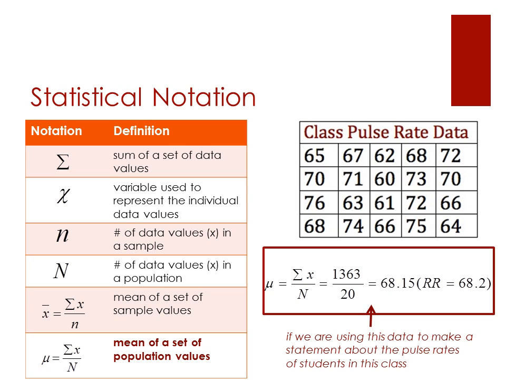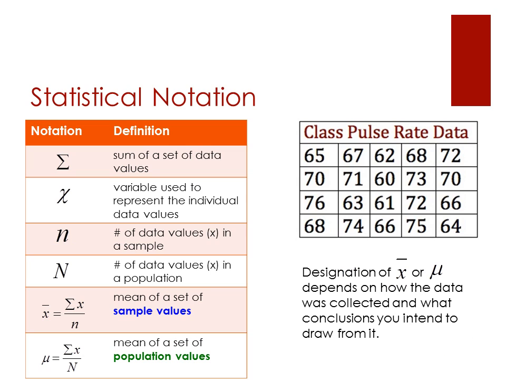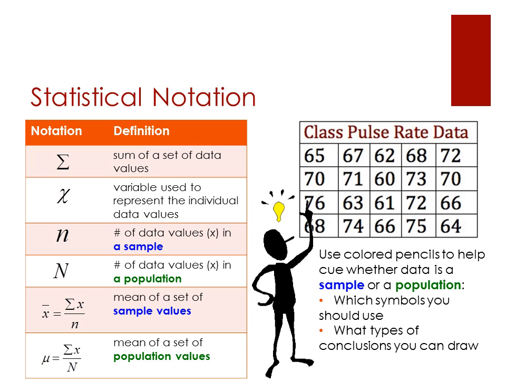So when we're looking at this particular sample set, we can see that we're using basically the same calculation in terms of taking our sum of x and dividing it by our capital letter N. So the designation of x bar or mu depends on how the data was collected and what conclusions you intend to draw from it. Just the same as when we looked at the lowercase n or the capital letter N.